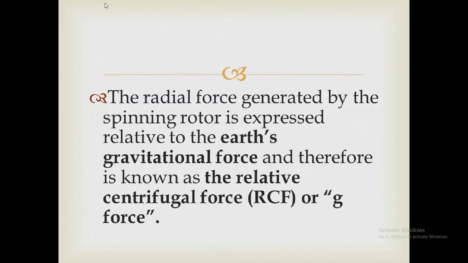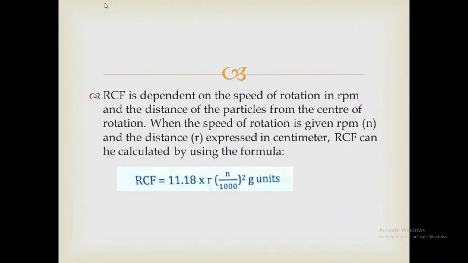The radial force generated by the spinning rotor is expressed relative to the Earth's gravitational force. Hence, it is called relative centrifugal force, RCF, or G force, because Earth's gravitational force, we know, is denoted by G. RCF is dependent on the speed of rotation in RPM and the distance of the particle from the center of rotation. When the speed of rotation is given in RPM and the distance is expressed in centimeters, RCF can be calculated by the formula, a very important formula. RCF = 11.18 × R × (n/1000)², in units of G. Very important. You need to learn this from a numerical point of view also.